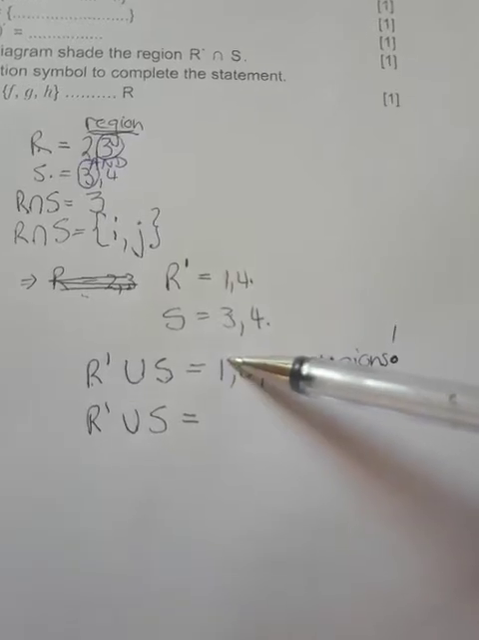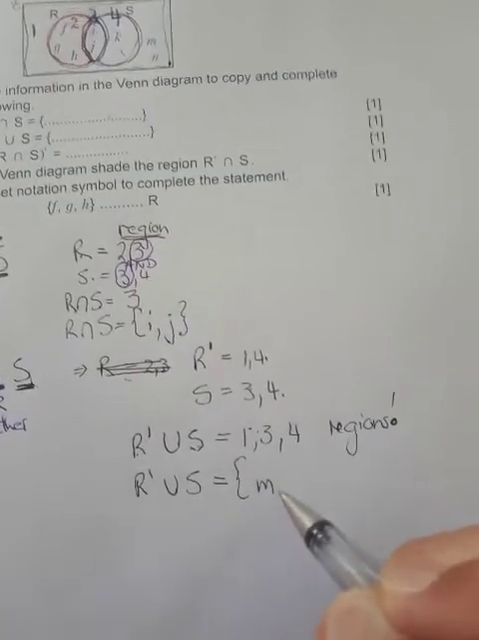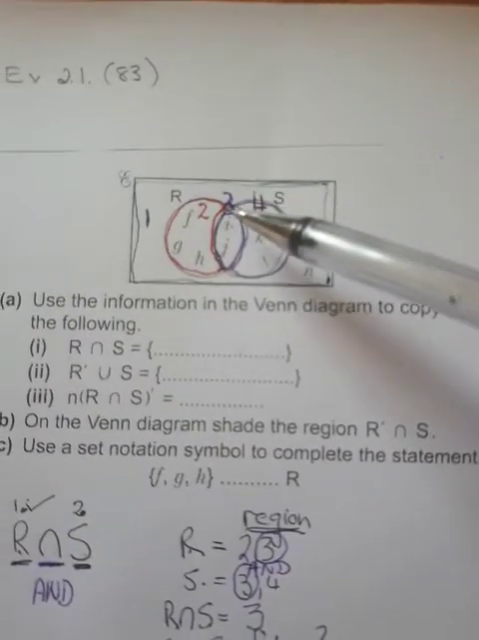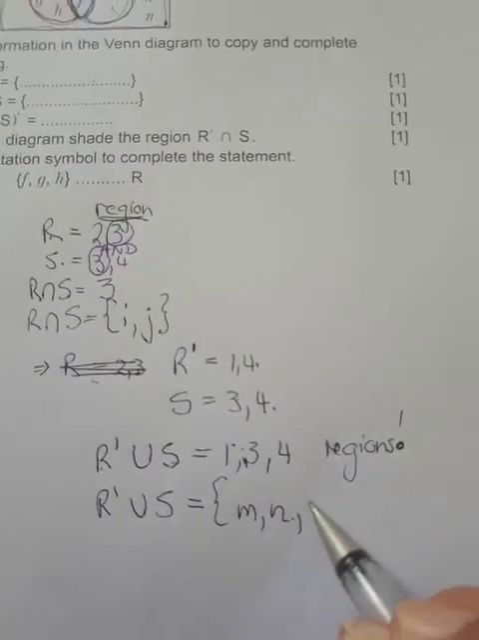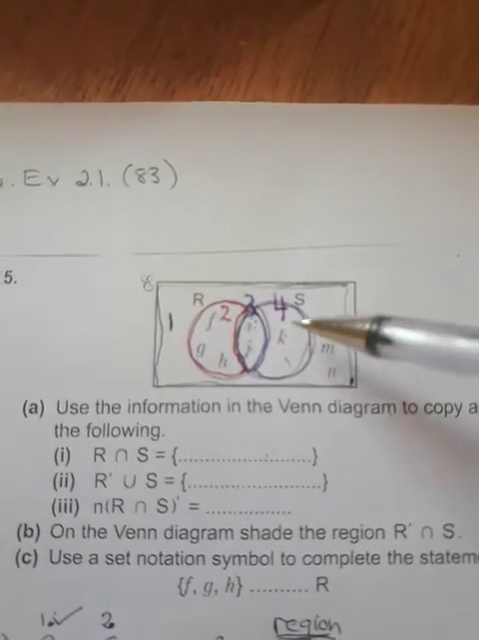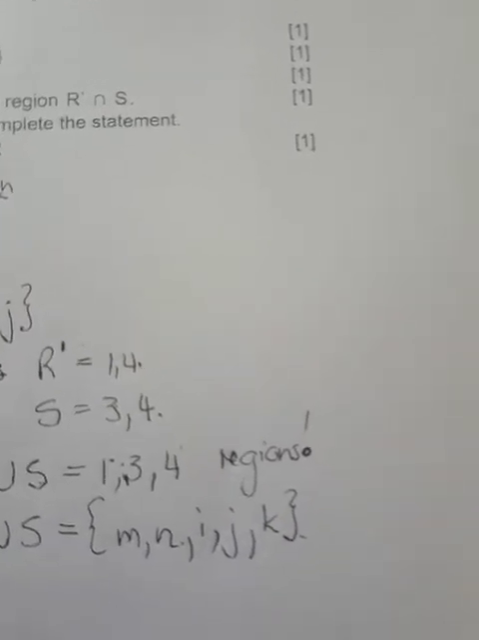You must simply go to region 1. What is in region 1? In region 1 is M and N. So curly brackets, M and N. Then you go to region 3. What is region 3? Region 3 is I and J. So you simply add that. And then we still have region 4. Go to region 4. Region 4 has K. So we must still add K. And then you close your curly brackets.